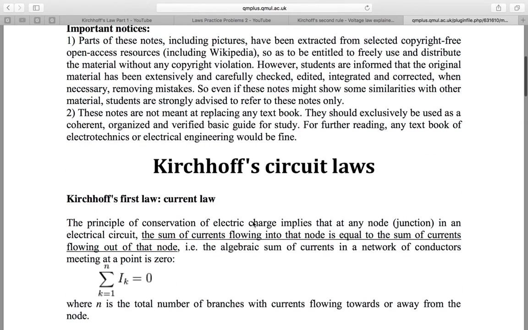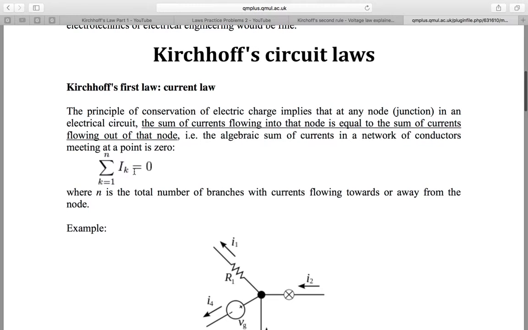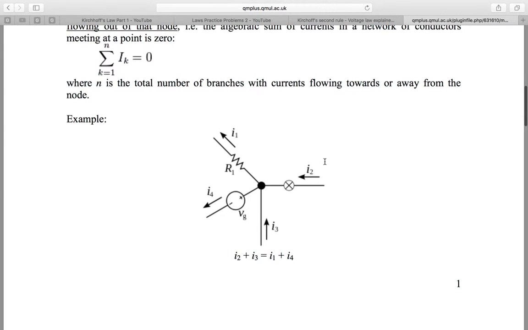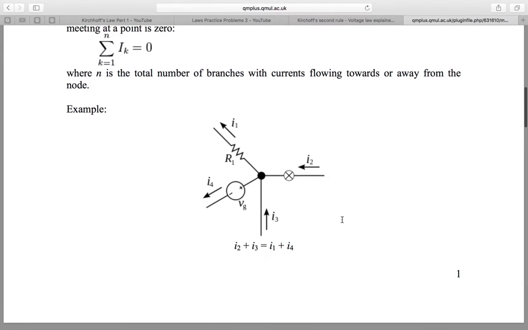Going to cover the Kirchhoff circuit law from Q plus, and the law says that the sum of the current entering a junction is equal to the current leaving the junction. So this means from this example we can see that I2 and I3 are entering, so they are positive, and I1 and I4 are negative because they are leaving the junction. So that's how we set up the equation for Kirchhoff's first law.